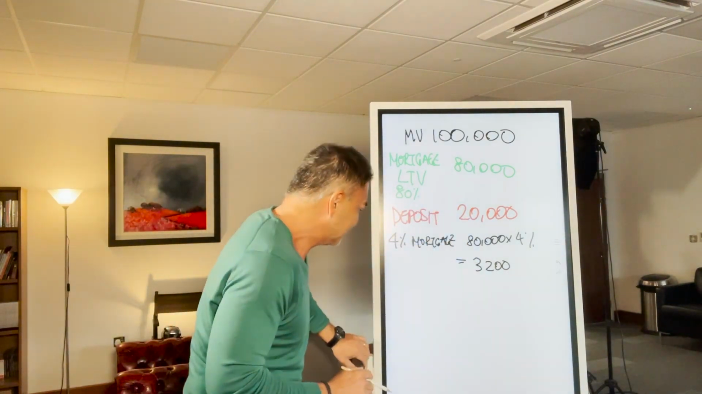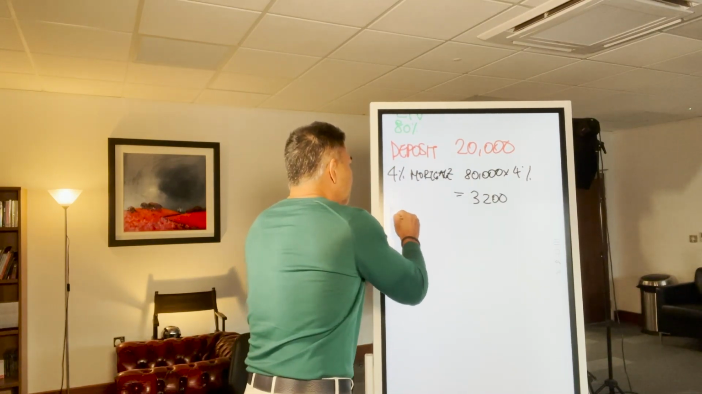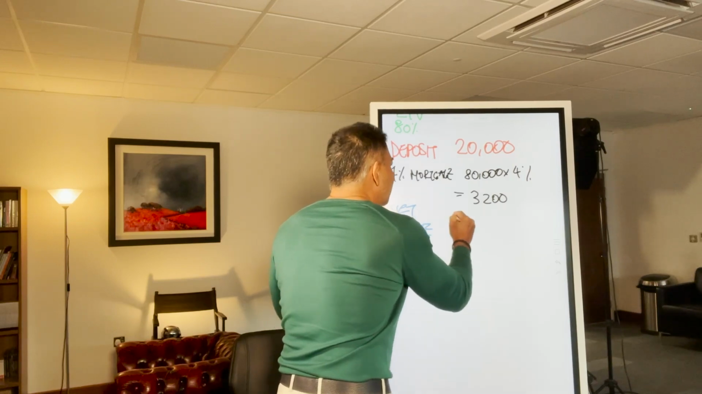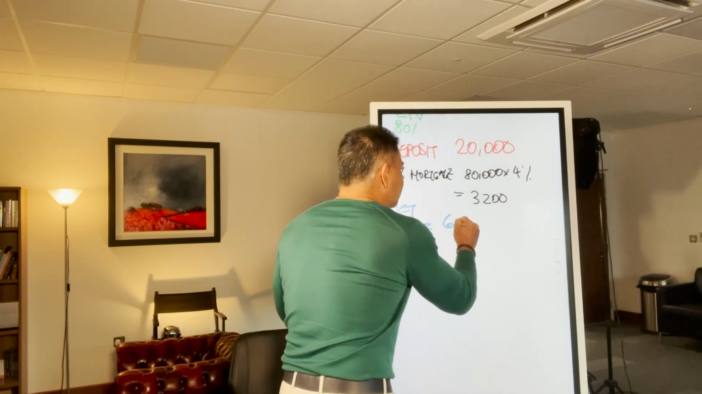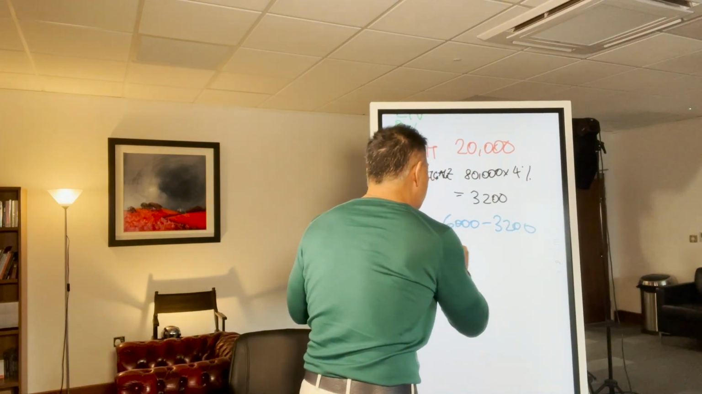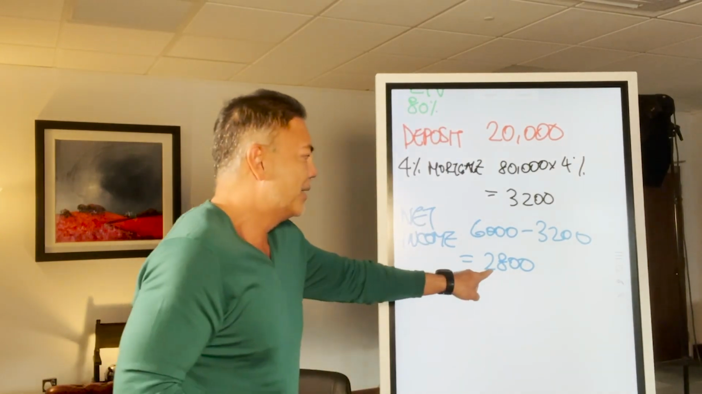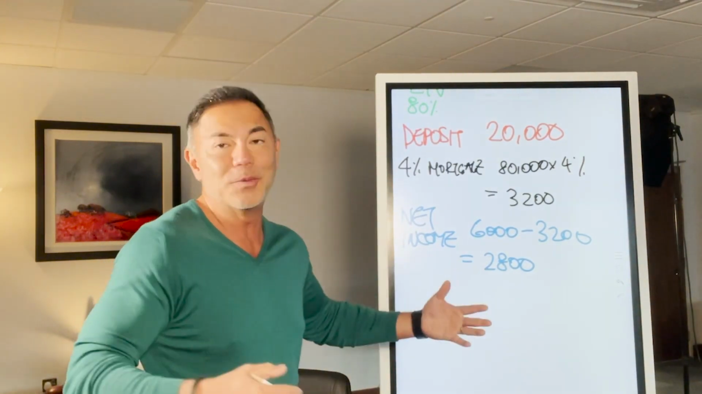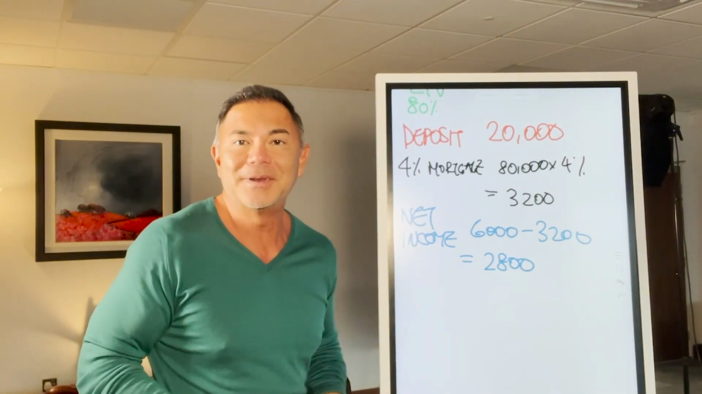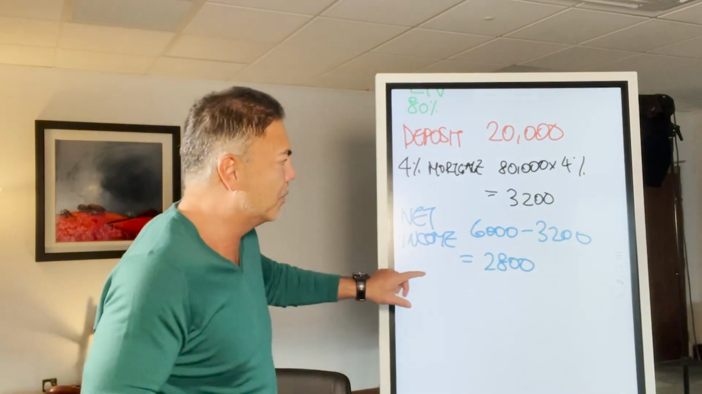So now the net income will be 6,000 minus 3,200 equals 2,800. So now this is the net income. Of course, we haven't taken into consideration all the other expenses like maintenance and so on. Again, I just want to keep it very, very simple.